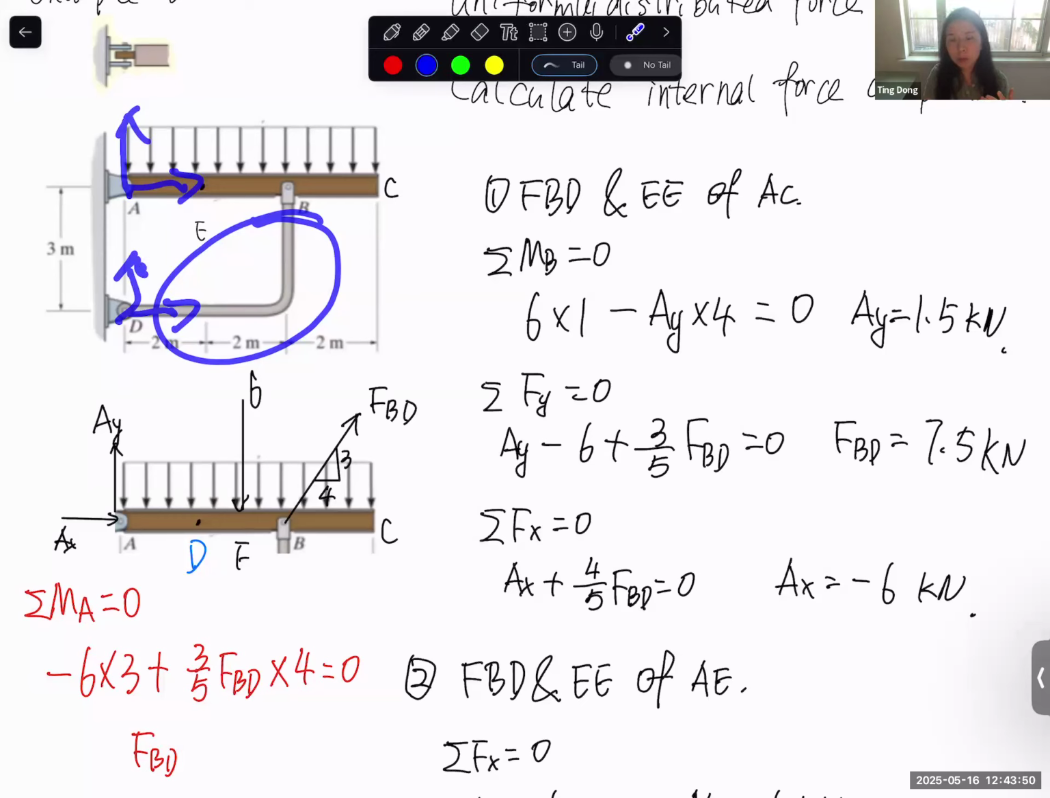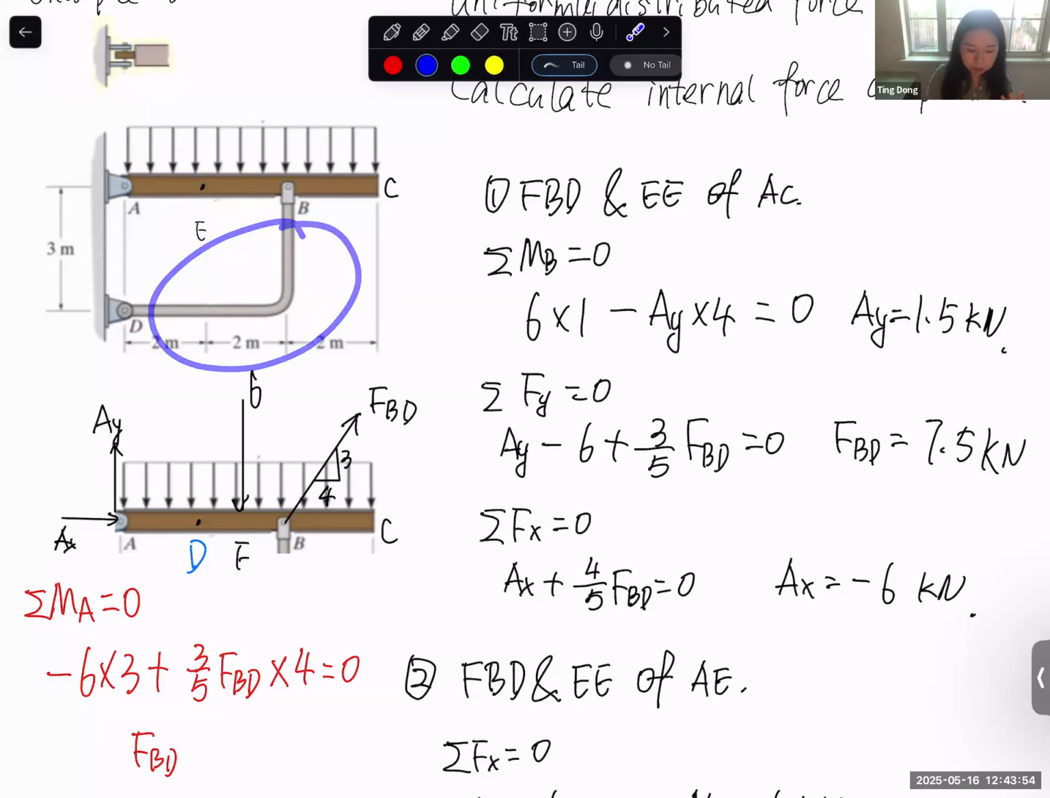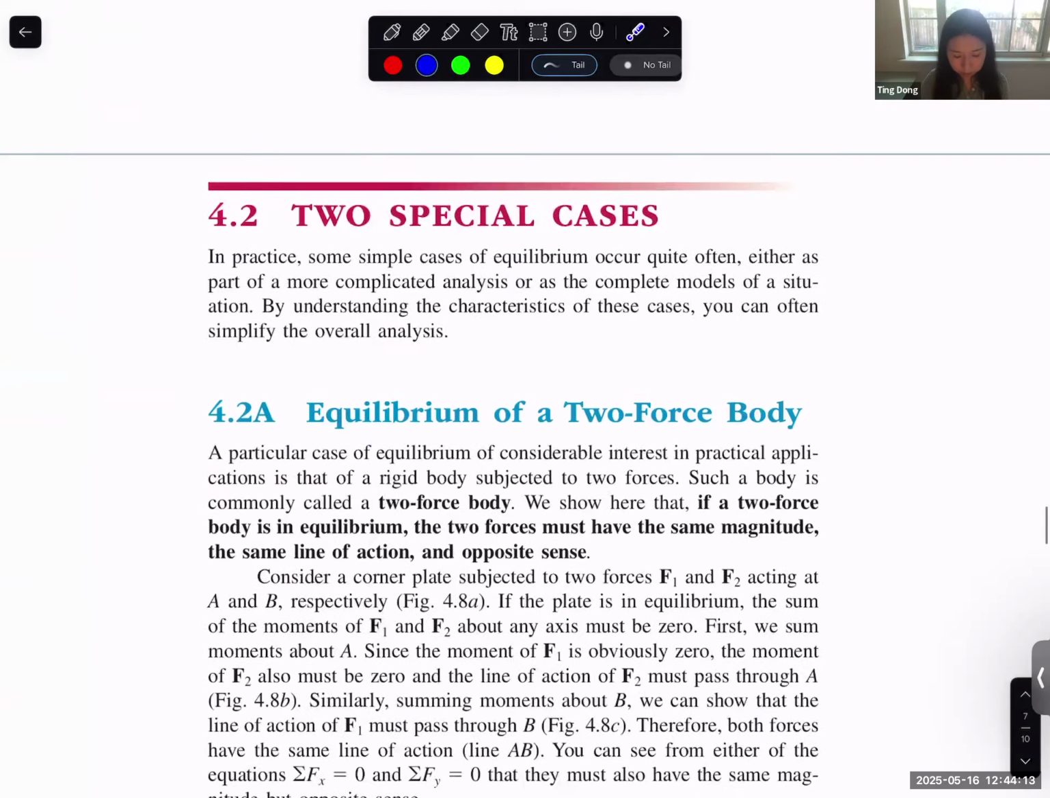The only way you can solve the problem is that you need to realize this is a two-force member. So instead of two unknowns at D, there is only one unknown, because the line of action of the force should be in the CB direction. So now it becomes 1, 2, 3. And you have three equations, three unknowns. You can solve the problem. So that's why it's very important.